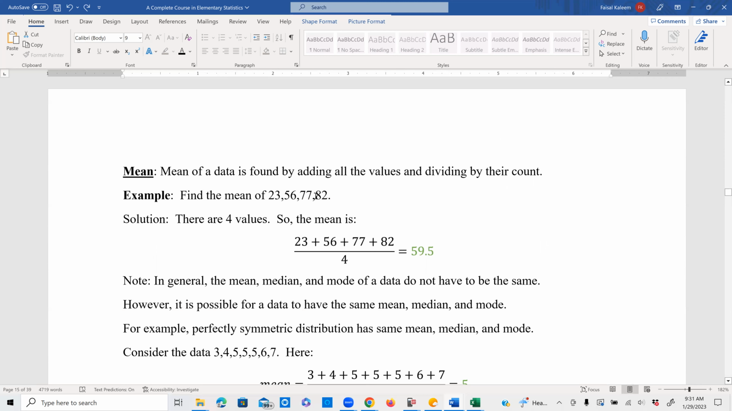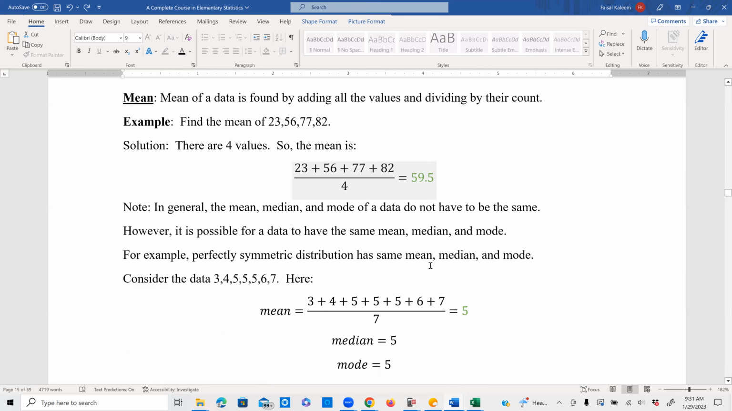Mean of a data is found by adding all values and dividing by their count. So the mean of this data is obtained by adding these and dividing by 4, and we get 59.5. So in general, mean, median, and mode do not have to be the same. However, it is possible for data to have the same mean, median, and mode, and that happens when the data is symmetric. So for example, consider this one.